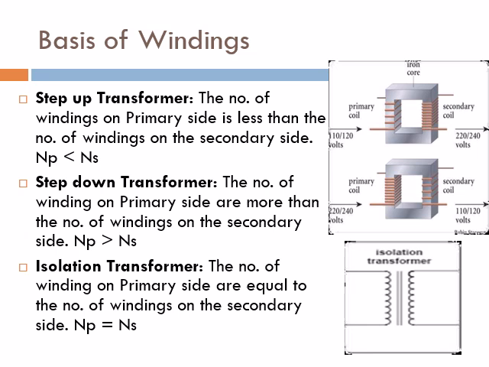According to the basis of windings: step-up transformer, step-down transformer and isolation transformer. Here NP represents the number of windings in the primary side and NS represents the number of windings in the secondary side. When NP is less than NS, that type is known as the step-up transformer. When NP is greater than NS, it is classified as the step-down transformer. When NP and NS are equal, it is known as the isolation transformer. This is on the basis of windings.